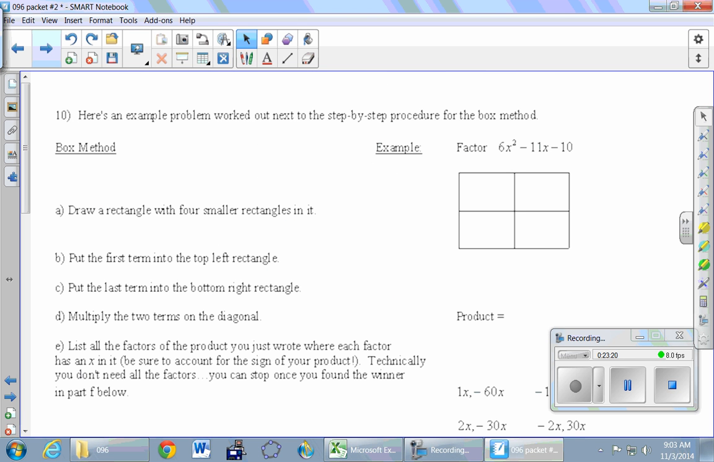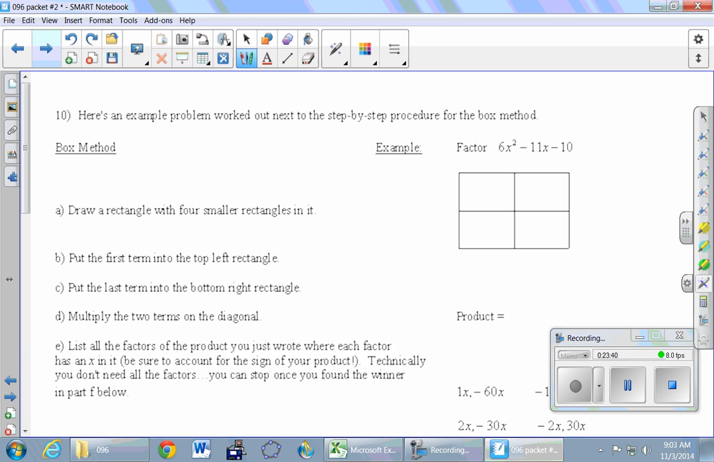So this entire page is a description of the method that we're going to use to factor these really hard trinomials. The fact that it takes an entire page of explanation should give you a sense that this is a long process. These are hard problems. Okay, so we are going to factor 6x squared minus 11x minus 10.